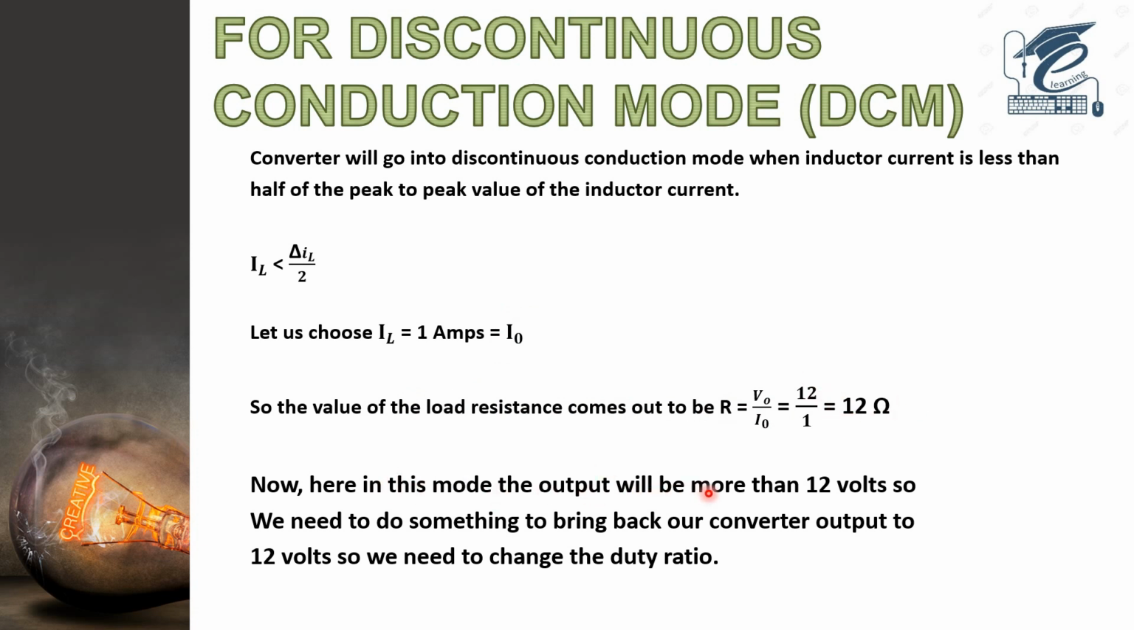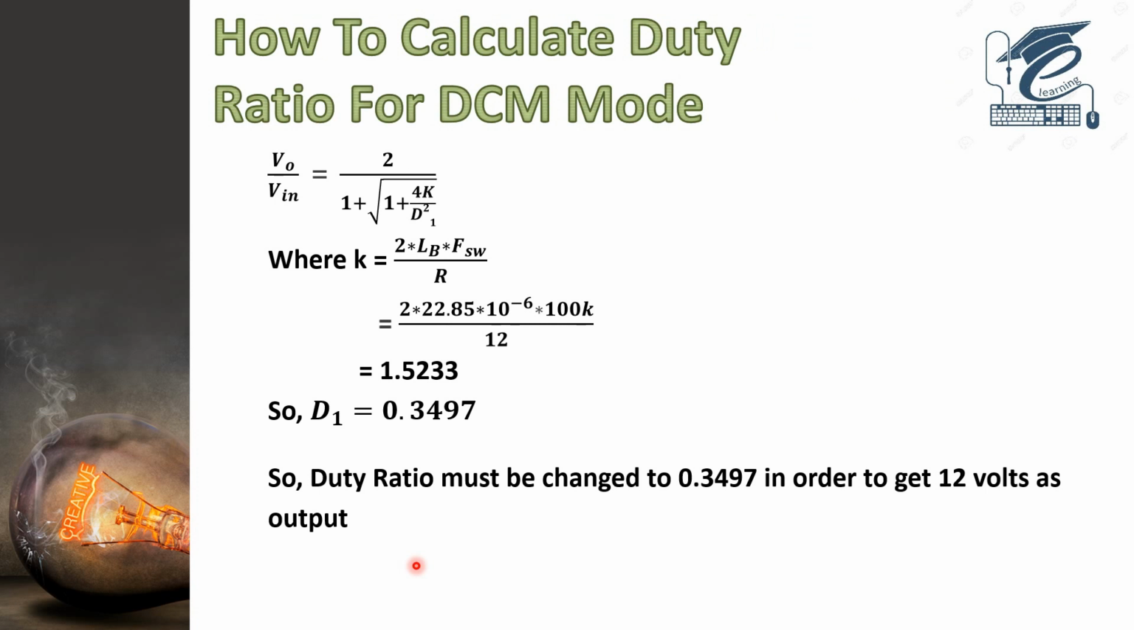Now in this mode, the output will be more than 12 volts. So we need to do something to bring our converter output voltage back to 12 volts. So we will change the duty ratio. Let us see how we can change the duty ratio for our DCM mode. This is the formula which we can use.